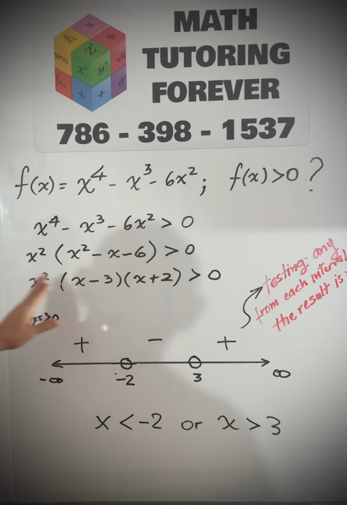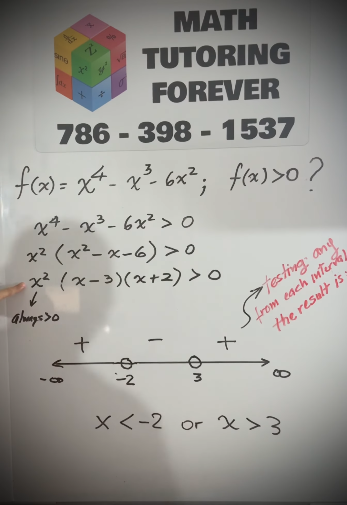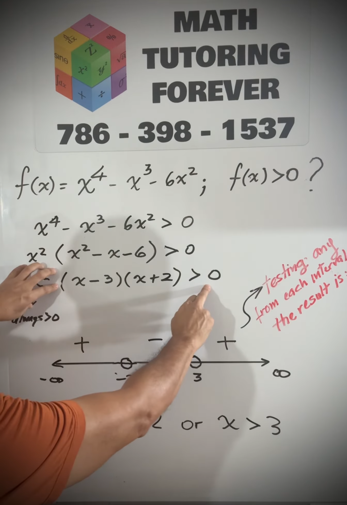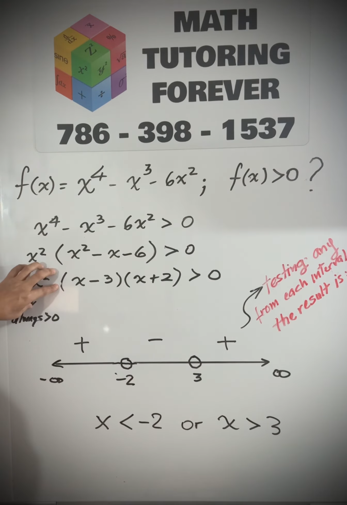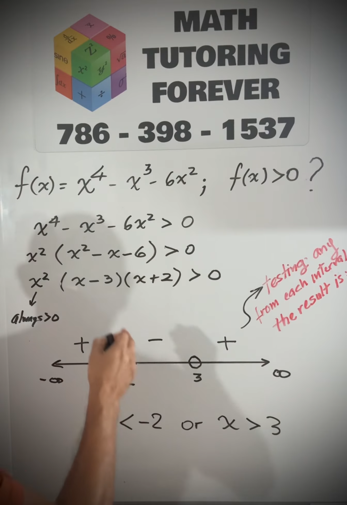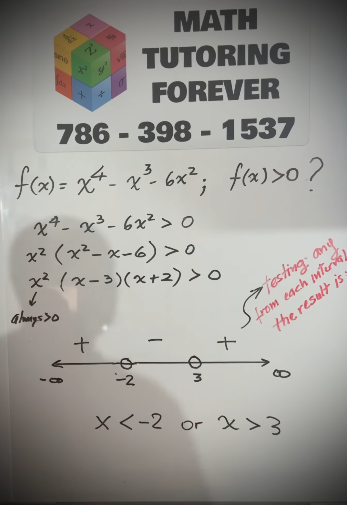But notice something. In this product, I have one factor which is x squared. And we know that when we have a square power, whatever number I put inside, this is always going to be greater than 0. That's why this part doesn't affect my result, because this one is always greater than 0. Therefore, my critical points are only positive 3 and negative 2.